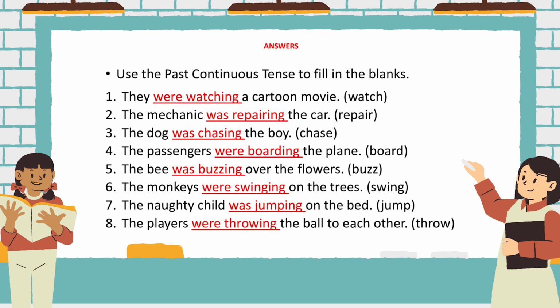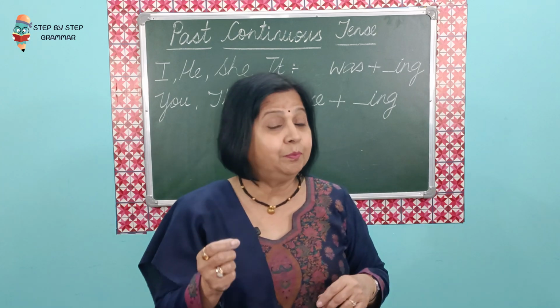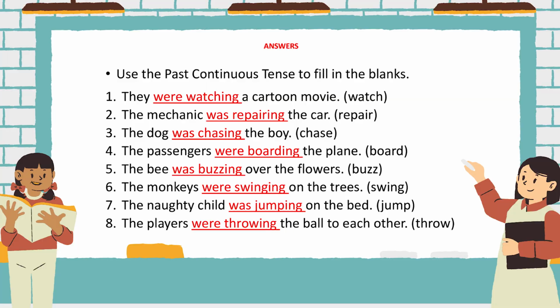The bee was buzzing. The sound made by the bees, we said bees buzz. So it's just one single bee was buzzing. Monkeys, plural, were swinging. The naughty child, singular, was jumping. And the players, again plural. So what were they doing? They were throwing the ball to each other.